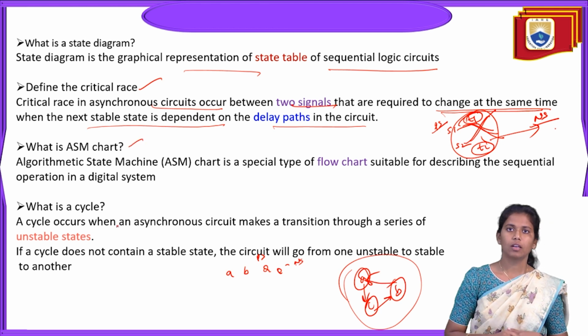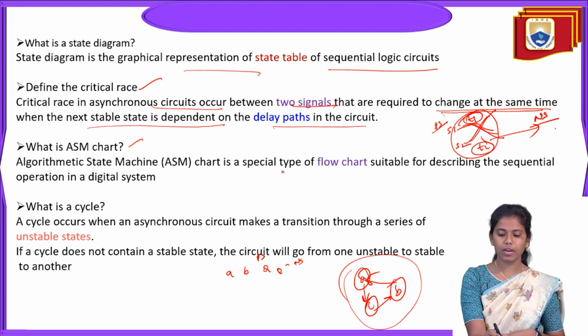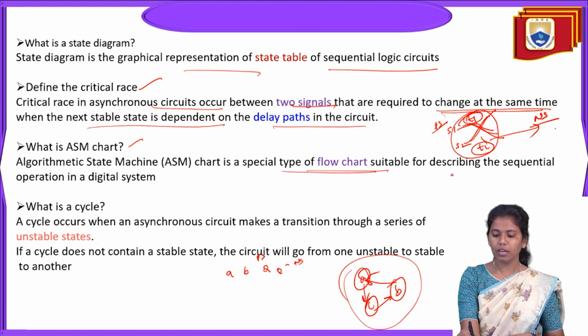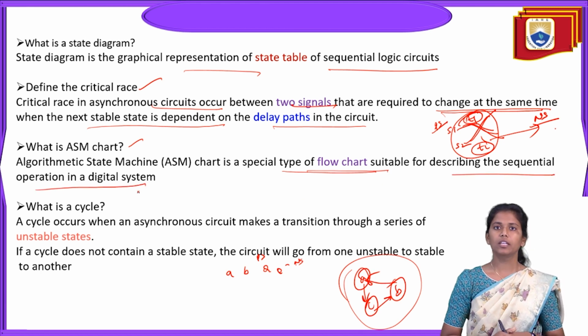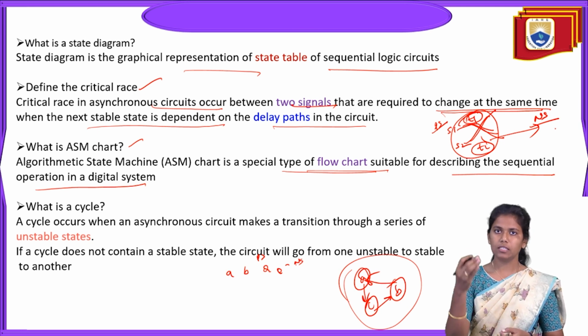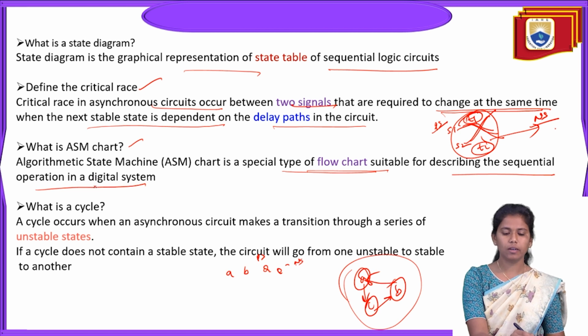Then what is an ASM chart? ASM stands for algorithmic state machine. These are a type of flow chart, specified based on the transitions, the delays, the outputs being observed, and the conditions as well. They are suitable for describing the sequential operation in a digital system. Using the flow chart, the functioning of a particular state machine can be easily understood and written down.